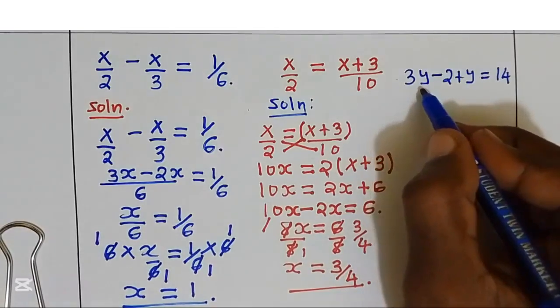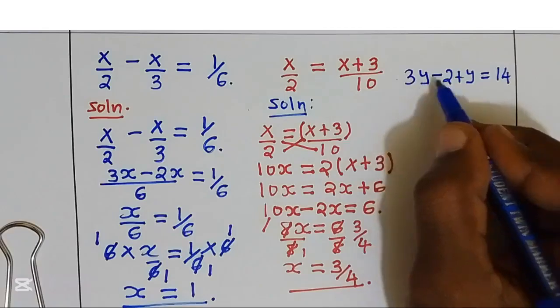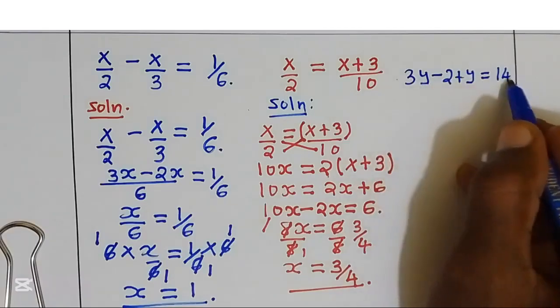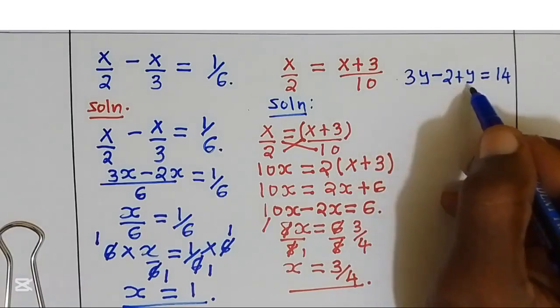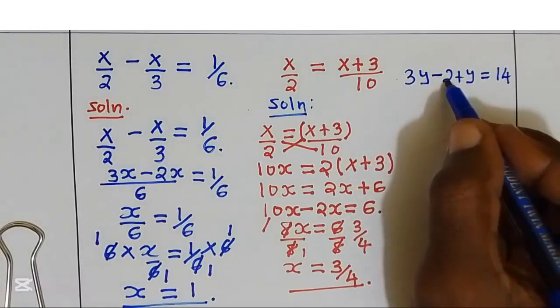Let us do the last question, question number 4. We're supposed to solve for y. We have 3y minus 2 plus y, this is equal to 14. I'm going to collect all y on the left-hand side, and I'll take 2 to the right-hand side.